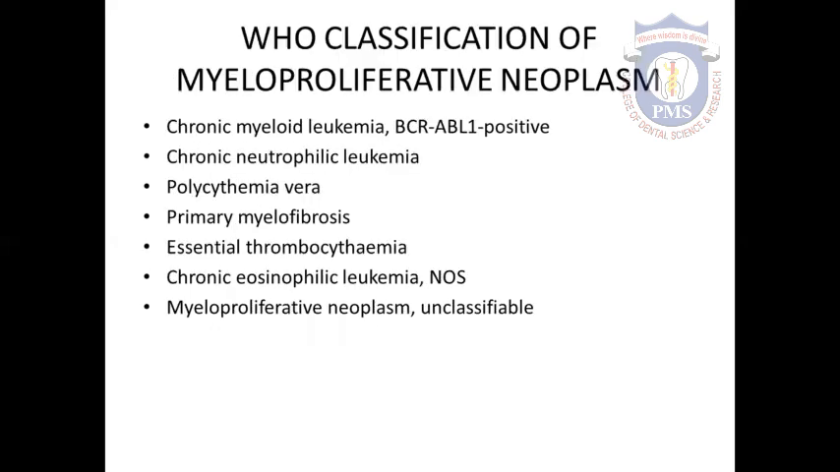According to WHO classification, the myeloproliferative neoplasm includes the chronic myeloid leukemia, BCR-ABL1 positive, chronic neutrophilic leukemia, polycythemia vera, primary myelofibrosis, essential thrombocythemia, chronic eosinophilic leukemia not otherwise specified, myeloproliferative neoplasm unclassifiable.